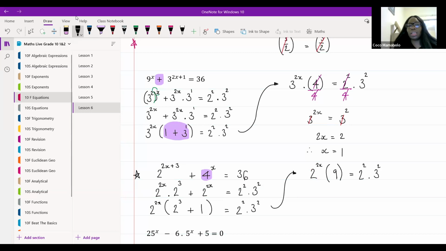is equal to 2 squared times 3 squared. Now, again, I know that I want the thing with the x, so I can divide both sides by 9 and divide by 9. I know that 3 squared is 9. It's like Kat said, so these 2 will cancel, and these 2 will cancel. And that means that 2 to the power of 2x is equal to 2 squared. Therefore, those 2 will cancel. 2x is equal to 2. Therefore, x is equal to 1.